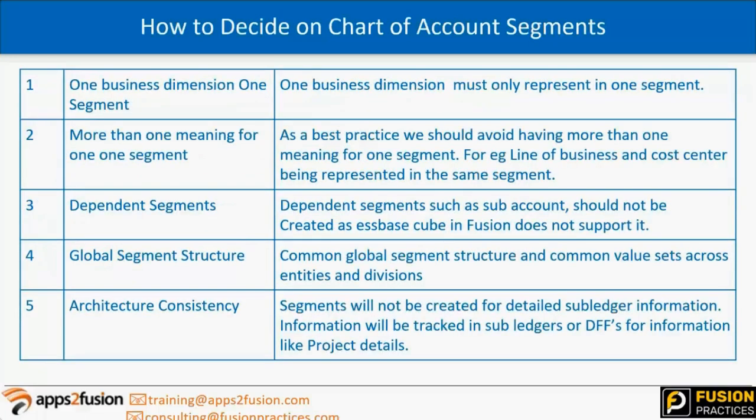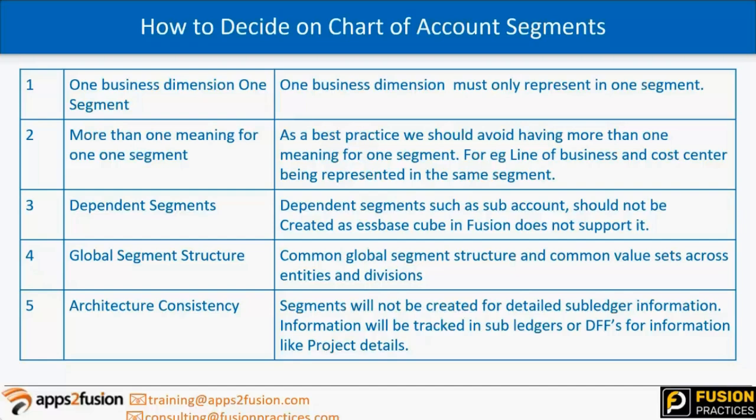Okay, so we have certain basic principles that we keep in mind while creating the chart of accounts. Like for example, one business dimension, one segment. So let's say you have a business dimension, we have to create one segment for it. You have different lines of business, different operations or different types of businesses that a particular organization does. Let's say for example, Reliance Industries, they have operations in different parts. They're dealing with different product lines and everything. So you can have one business dimension as one particular segment.